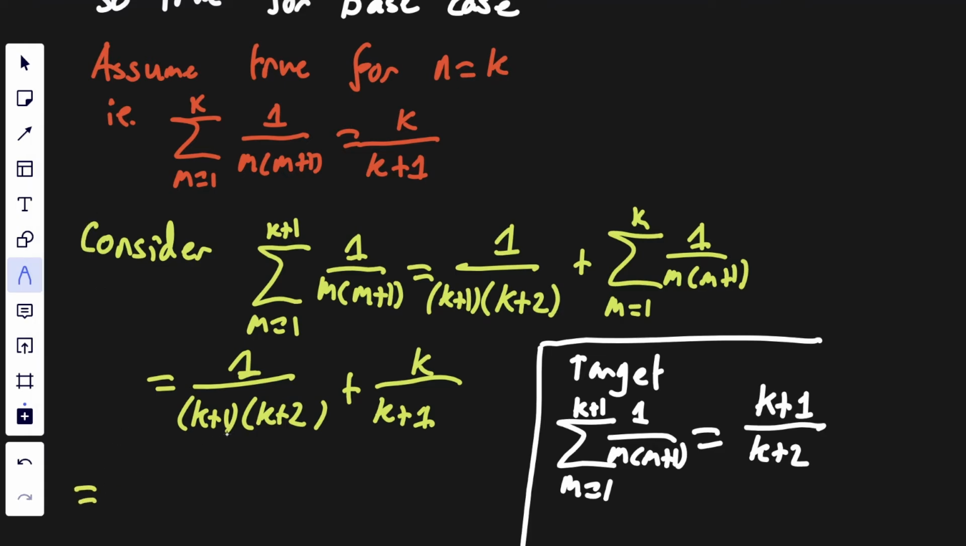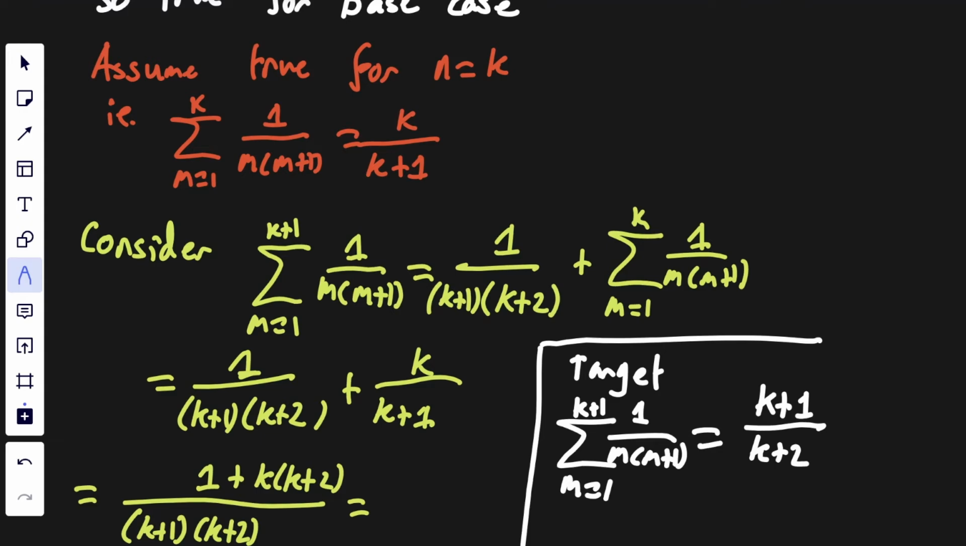So if I want to do that, I need a common denominator, which means I need a k plus 2 factor on the right side. So I'm going to have 1 over k plus 1 times k plus 2. And to get that k plus 2 factor, I need to times top and bottom by k plus 2. So k times k plus 2.